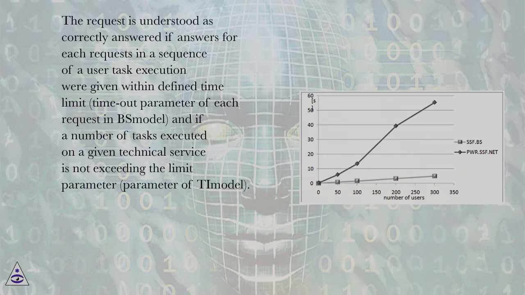The request is understood as correctly answered if answers for each request in a sequence of a user task execution were given within the defined time limit, the timeout parameter of each request in the BIS model, and if the number of tasks executed on a given technical service is not exceeding the limit parameter of the technical model.